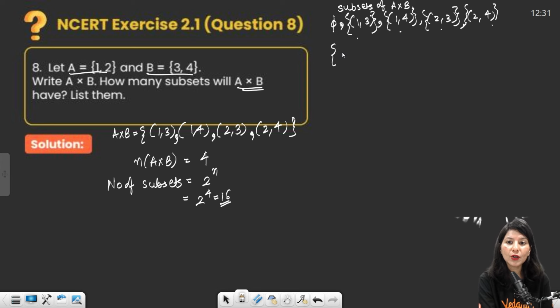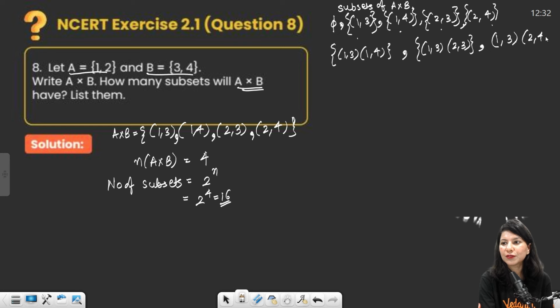Now subsets having 2 ordered pairs. So {(1,3), (1,4)}, {(1,3), (2,3)}, {(1,3), (2,4)}. Then we have {(1,4), (2,3)}, then {(1,4), (2,4)}. One more. Then we have {(2,3), (2,4)}.